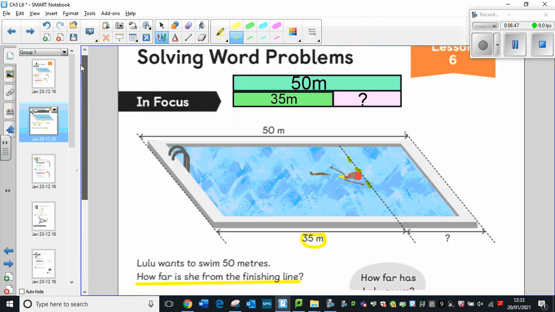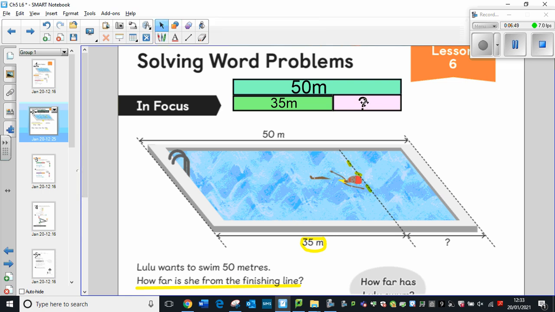So if I now go back to my bar model, I'm going to fill that in. I now know that's worth 15 meters. Now there is a way I could make sure my answer is correct. If I look at 35 and 15, if I add those two numbers together, it should equal 50. And if it does equal 50, then I know my answer is correct. Now 35 add 15, well 35 add 5 is 40, 40 add 10 is 50, so yes, I know that my answer is correct.